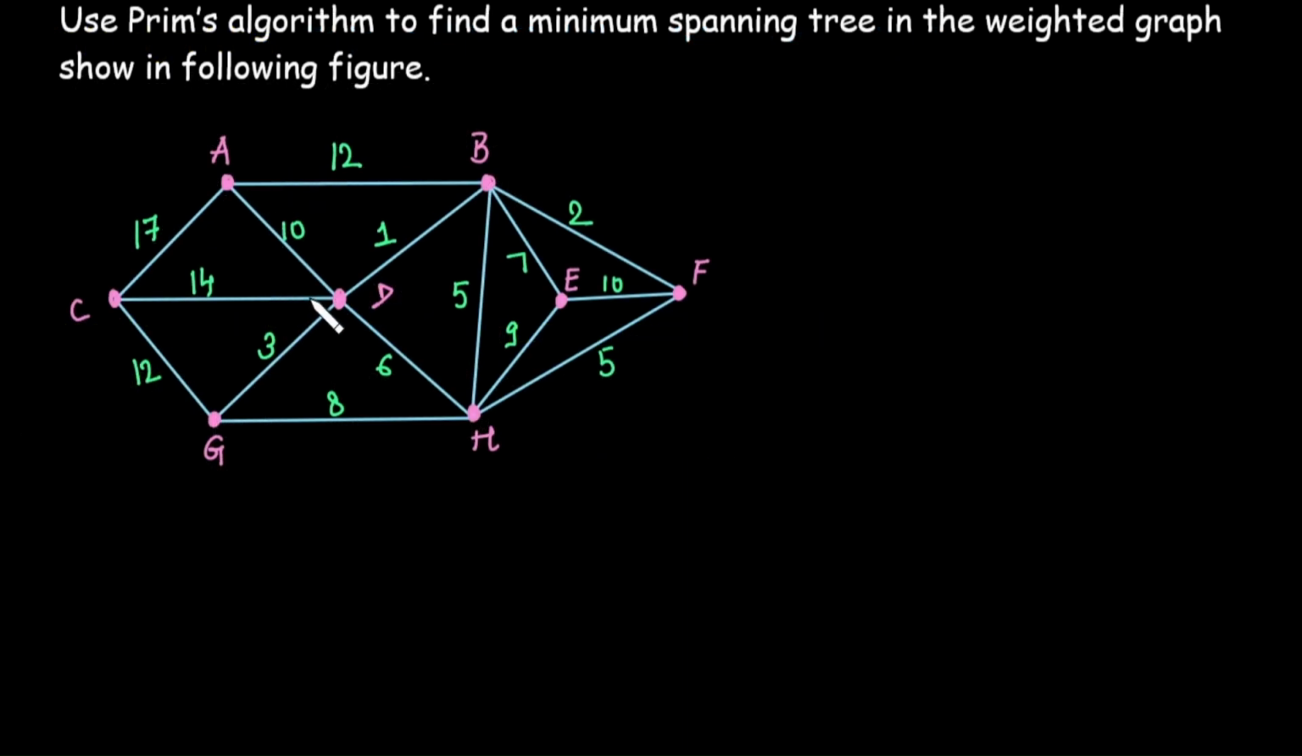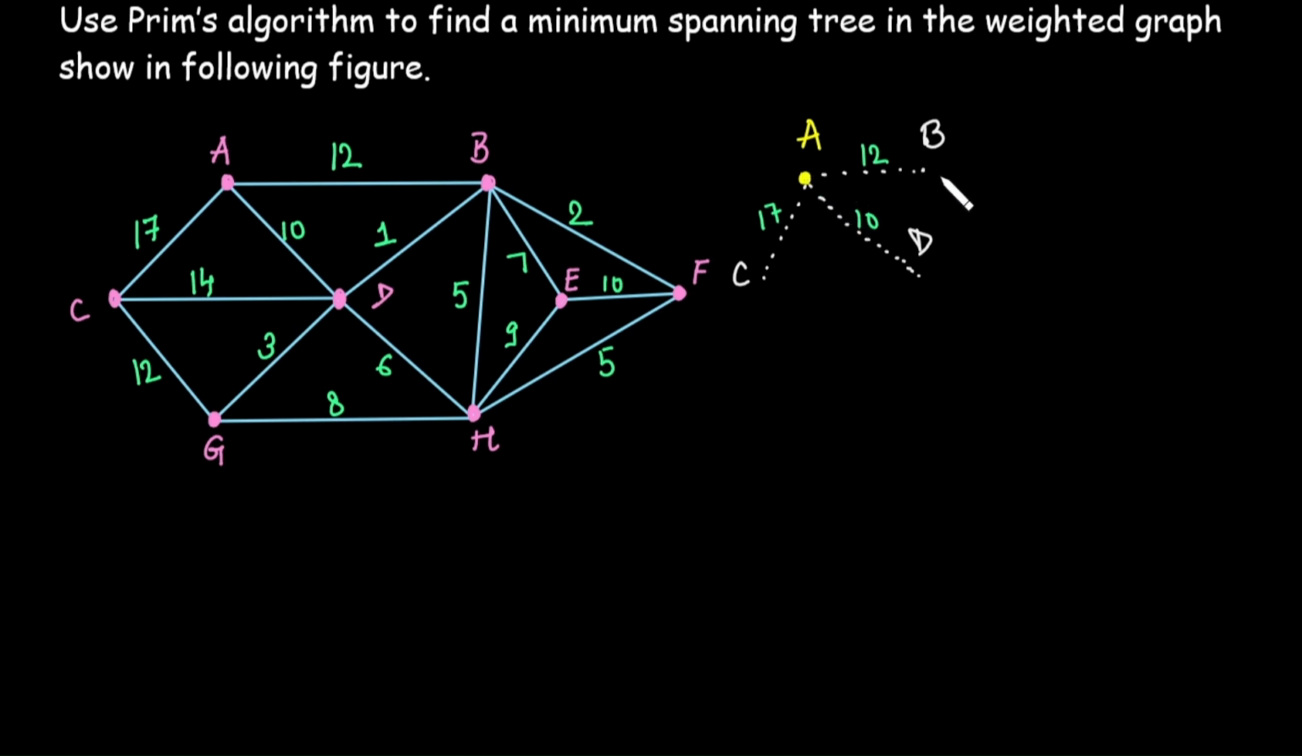Here, by using Prim's algorithm, we need to find the minimum spanning tree in the weighted graph shown in the following figure. Now, how to start Prim's algorithm in this case? The first step, we can choose any arbitrary vertex from this graph. Let's suppose we have chosen vertex A as a part of the spanning tree. Now check all the outgoing edges from this vertex A and draw them with dotted lines. So A is connected with vertex B, with vertex D, with vertex C.